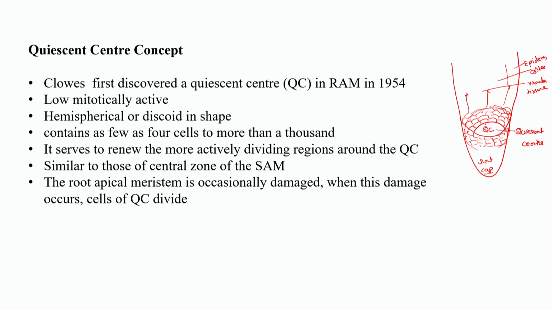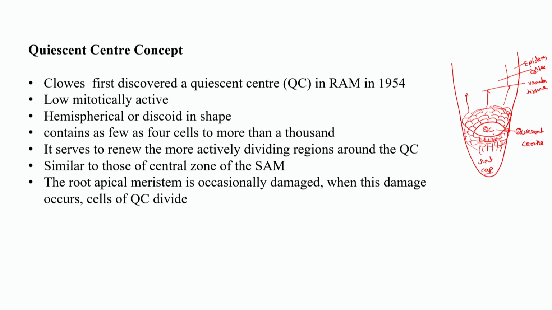This quiescent center we have also analyzed when we were discussing the structure of root apical meristem. In that case also we observed that there were initials which were arranged on either side of the quiescent center, and these initials were giving rise to different parts of the root.